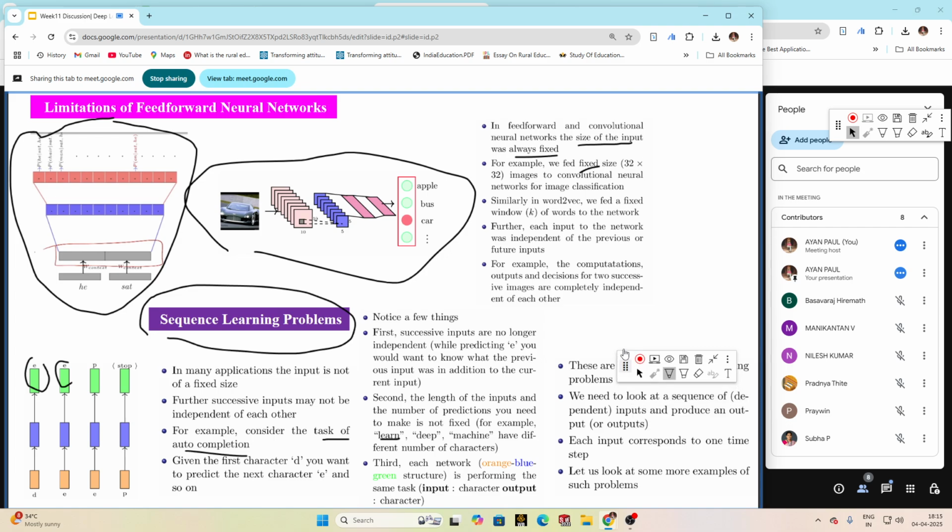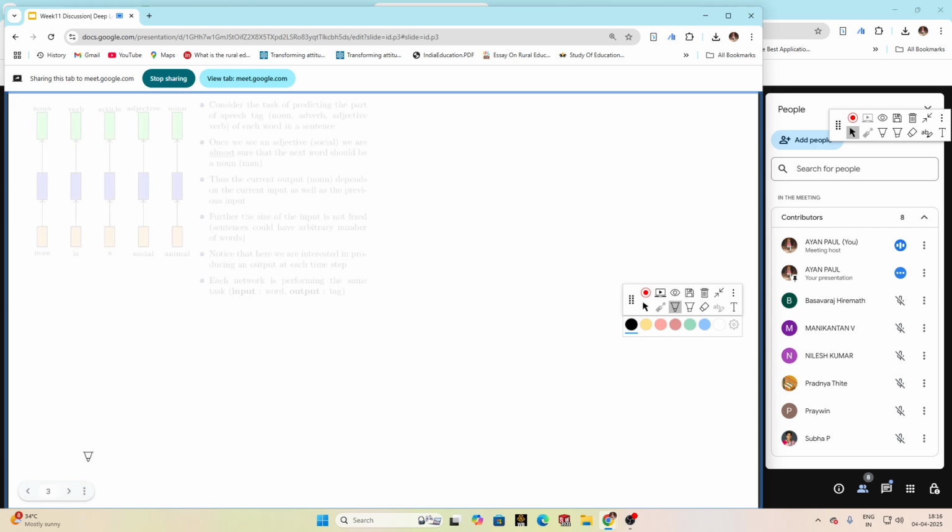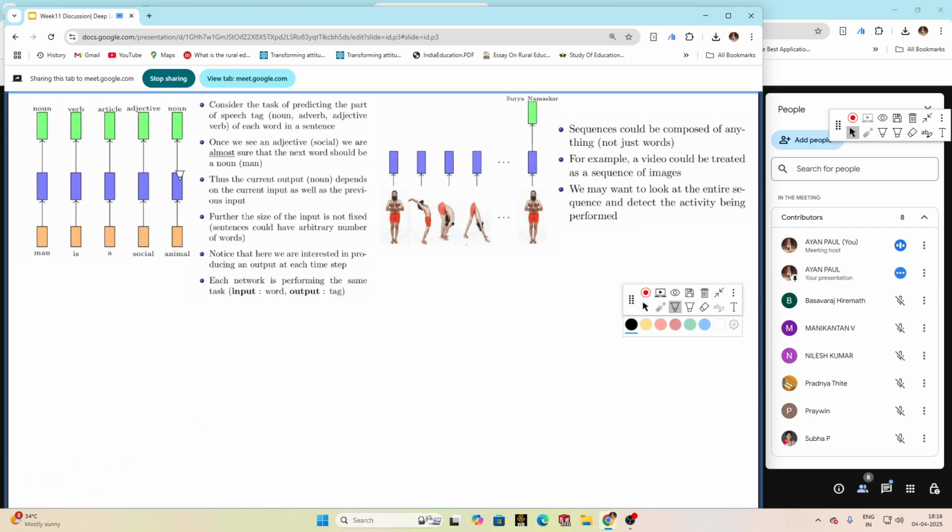Okay, so how can we treat this sequential learning problem? We can treat it by building a complete neural network for each letter of a word. For D you build a neural network, for E you build a neural network, for this E also you build a neural network, for P you build a separate neural network. But if we build separate neural networks, we have the following problem. There are other examples also.